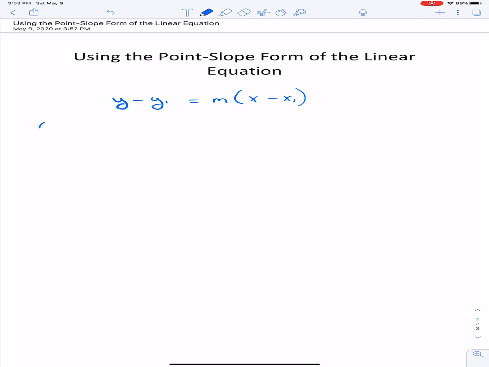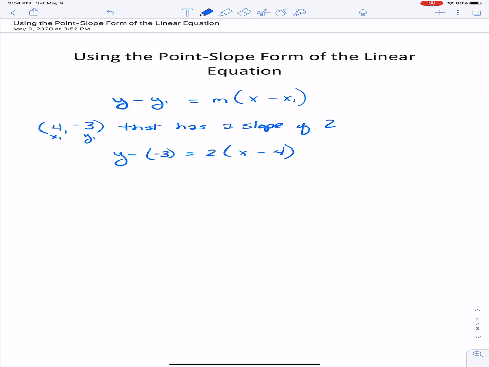So we are going to write an equation in the point-slope form of a point (4, -3) that has a slope of 2. So here we go. We know that this is x1, y1. So let's begin our writing. Y minus, and in this case our y1 is -3, equals 2 times x minus 4.